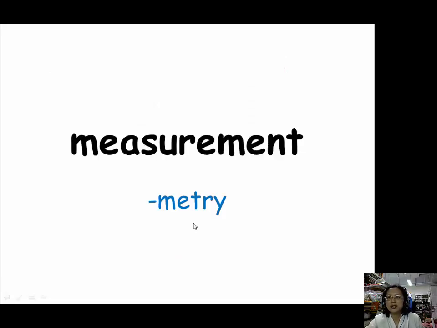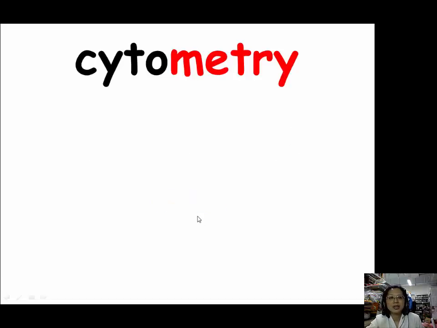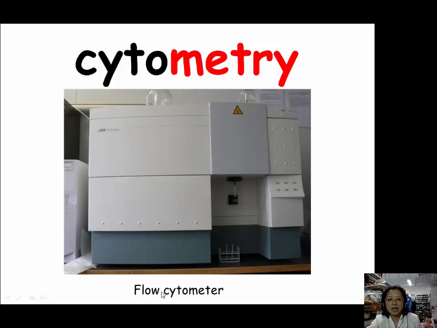As for measurement, the action of measurement, we use this suffix metry, M-E-T-R-Y. Our example is cytometry, which is the characterization and the measurement of cells and the cellular constituents. And here we show a machine called flow cytometer. When we prepare cells and flow them through tubes, it can read every cell and then give a reading and classify them as different types of cell. So it's called flow cytometer, and the action of doing a flow cytometer is flow cytometry.